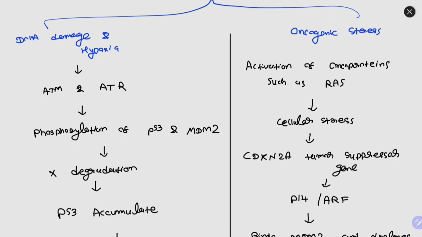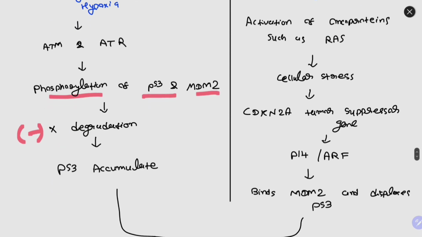DNA damage and hypoxia. Due to DNA damage and hypoxia, there is an increase in ataxia telangiectasia mutated and ataxia telangiectasia and RAD3 related. These protein kinases are increased, which causes the phosphorylation of P53 and MDM2. With phosphorylation of MDM2, the degradation would obviously be inhibited or stopped. So P53 would accumulate in the cell.